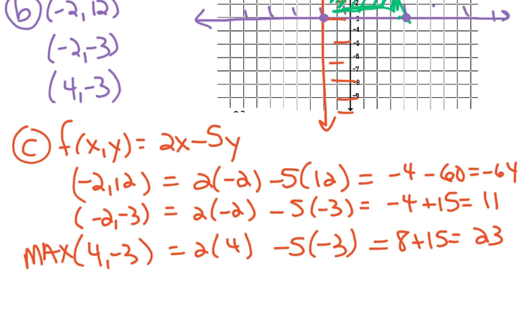Well, clearly this is my maximum value of 23. It occurs at 4, -3. And this one is my minimum of -64, which occurs at -2, 12.